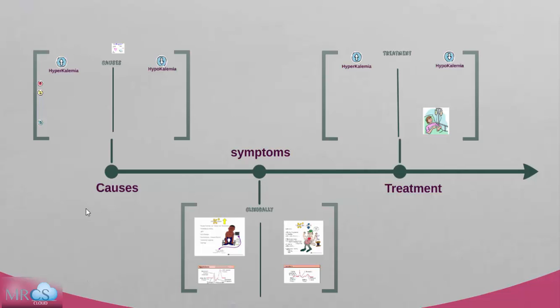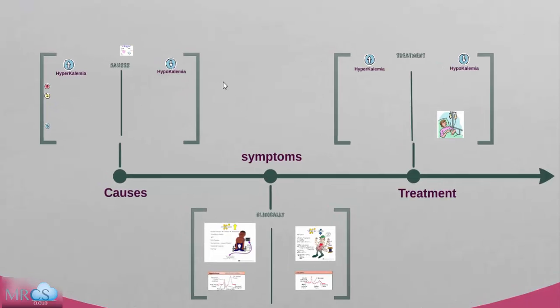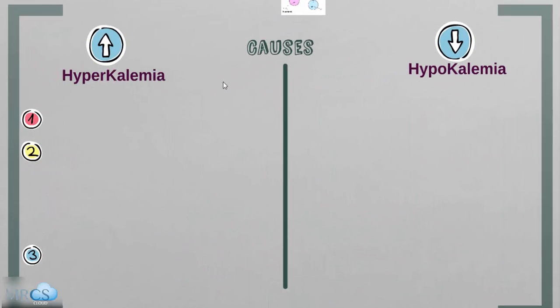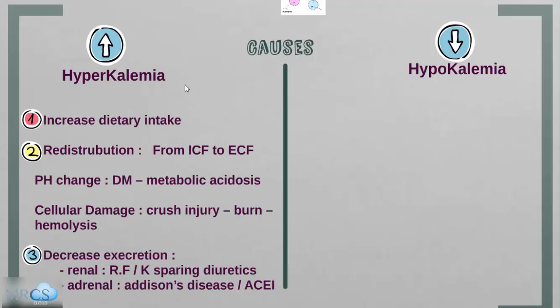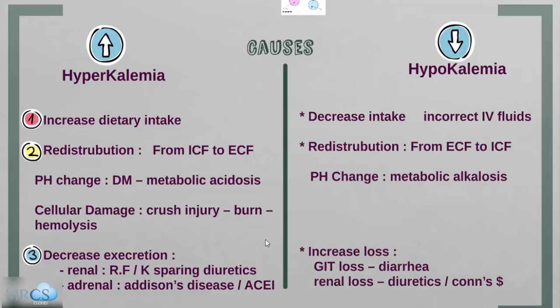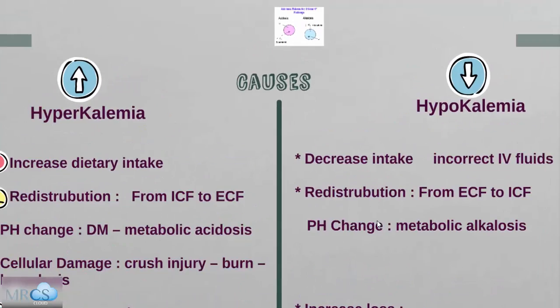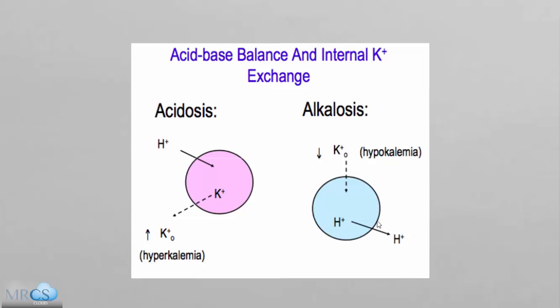We'll talk about causes, symptoms, and treatment of either hyperkalemia or hypokalemia. Start with causes. Hyperkalemia, which means increased potassium level in the blood, has three main causes, and hypokalemia also has three causes.